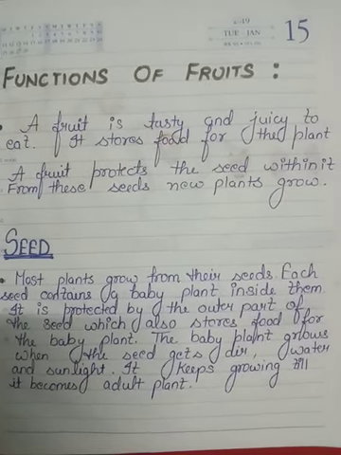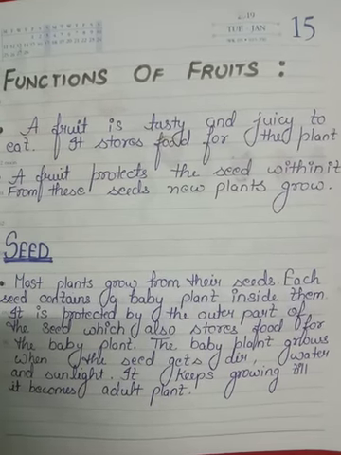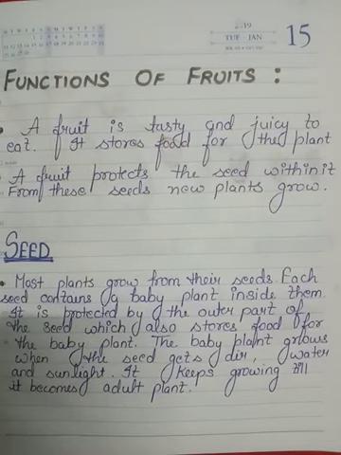Now we will discuss about seed. Most plants grow from their seeds. Each seed contains a baby plant inside them. It is protected by the outer part of the seed, which also stores food for the baby plant. The baby plant grows when the seed gets air, water and sunlight. It keeps growing till it becomes adult plant.